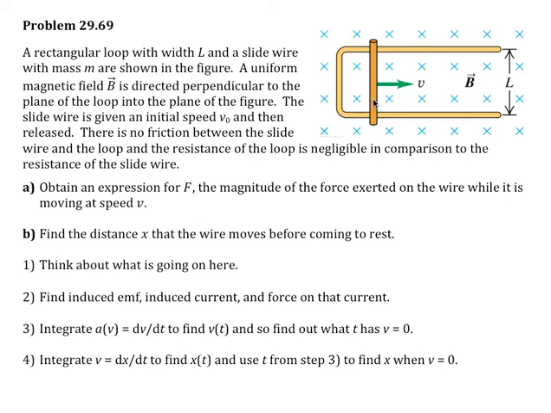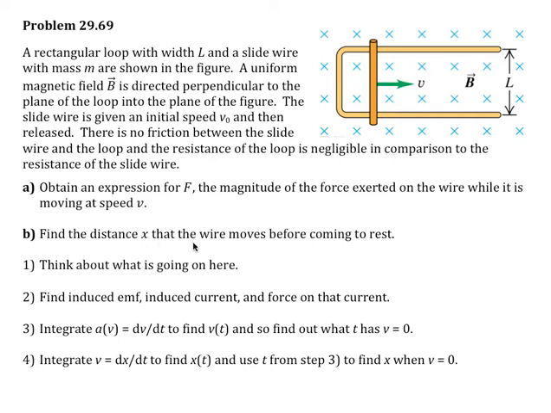The wire is pushed or something so that it has an initial speed V0 to the right. There's no friction between the slide wire and this loop, and the resistance of the loop is negligible, so the only electrical resistance is in the slide wire. And so the issues are to find an expression for the force F on this slide wire while it's moving at a speed V.